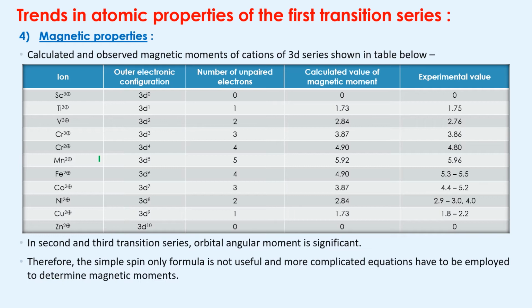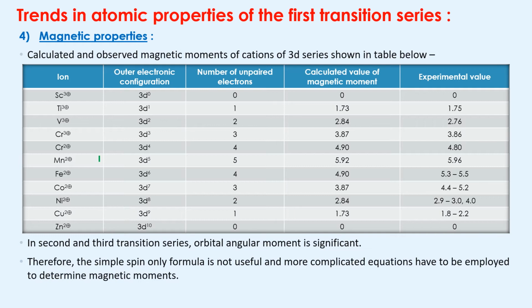The unpaired electron acts as a magnet and produces a small magnetic field due to its spin angular momentum and orbital angular momentum. But in the first transition series, only spin angular momentum can be considered, and you can calculate the magnetic moment using the formula mu equals the square root of n into n plus 1, in Bohr magnetons. n is the number of unpaired electrons and mu is the magnetic moment, expressed in Bohr magnetons. From this formula you can calculate the number of unpaired electrons in the first transition element series.